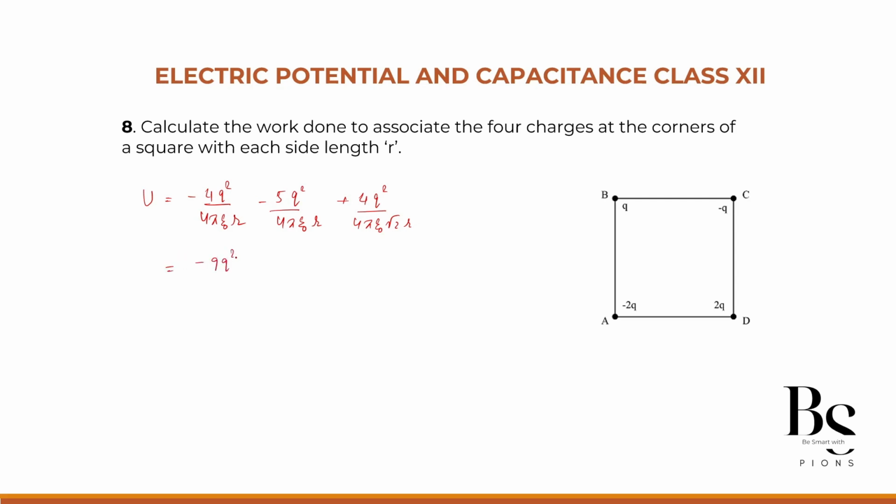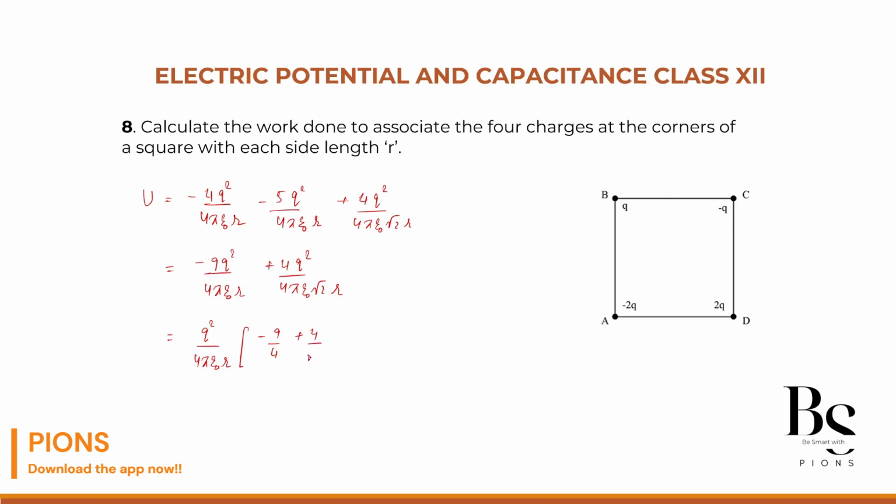Now 5 and 4, minus minus plus. So minus 9q square upon 4 pi epsilon naught r plus 4q square upon 4 pi epsilon naught root 2r. Now what we'll do? Sir, now you can take q square, which is common in both, 4 pi epsilon naught r, which is common, and what we are left with is minus 9 by 4 plus 4 by root 2. You can leave it like this. This is our total potential energy to assemble this group of 4 charges at the corners.